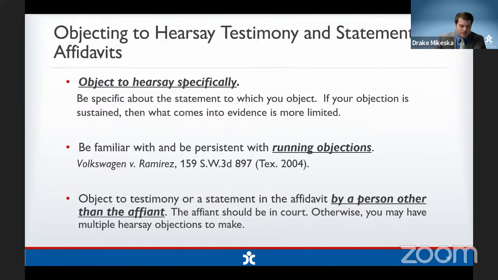CPS affidavits, it's pretty common for them to have hearsay statements in them, right? Because investigators talk to other people. They talk to the parents. They talk to grandparents, aunts, uncles, teachers, doctors, law enforcement officers. They talk to a lot of different people. A lot of those statements and the information they learned during the course of that investigation or that case is going to be contained in that affidavit.